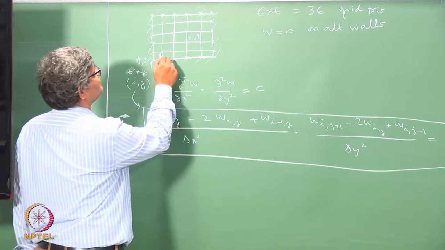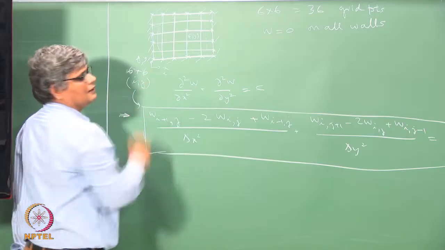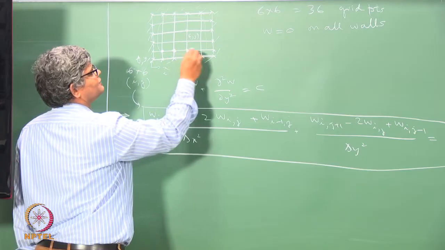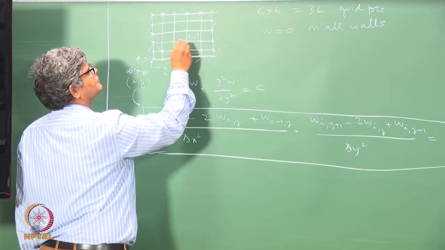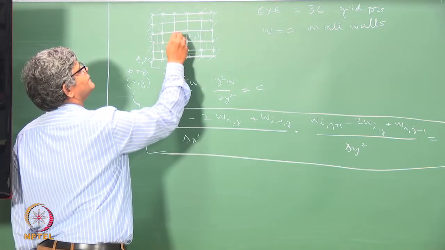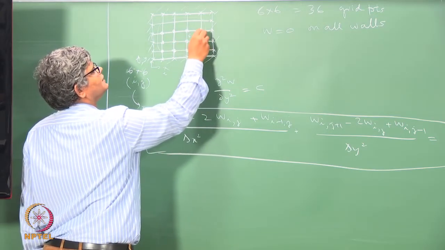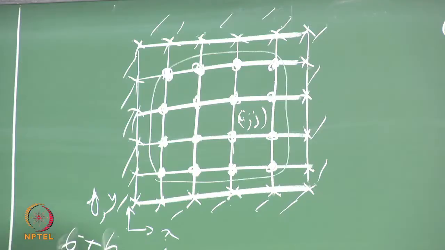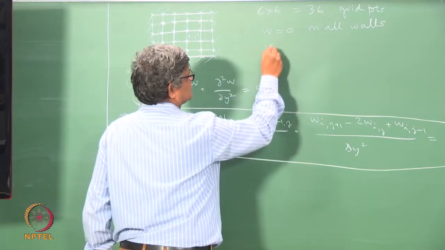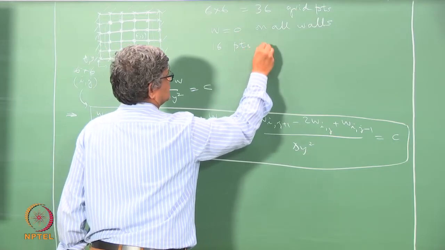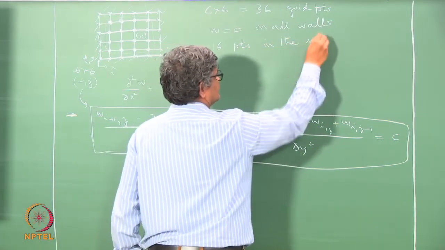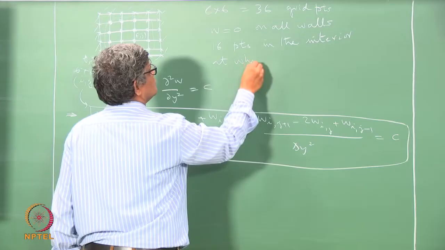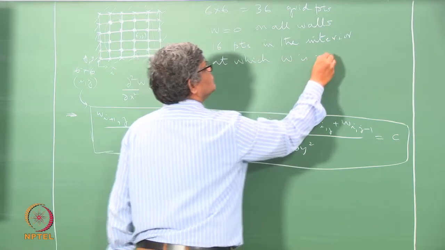So it is only these interior points that are unknown. We do not know the value at this point, this point, this point, this point, at these points marked by a circle. So there are 16 points in the interior at which W is not known.